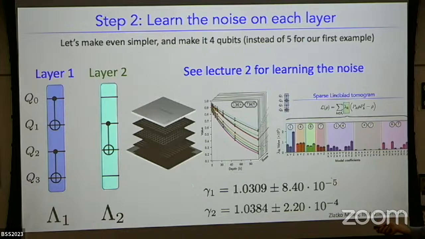How many qubits is this gamma for? Thank you, this is 4 qubits. So this is just 4. I'll have a slide which shows you how gamma scales with the number of qubits. You remember that the scaling will be exponential, but weakly exponential. By weakly, I mean that these gammas are close to 1.